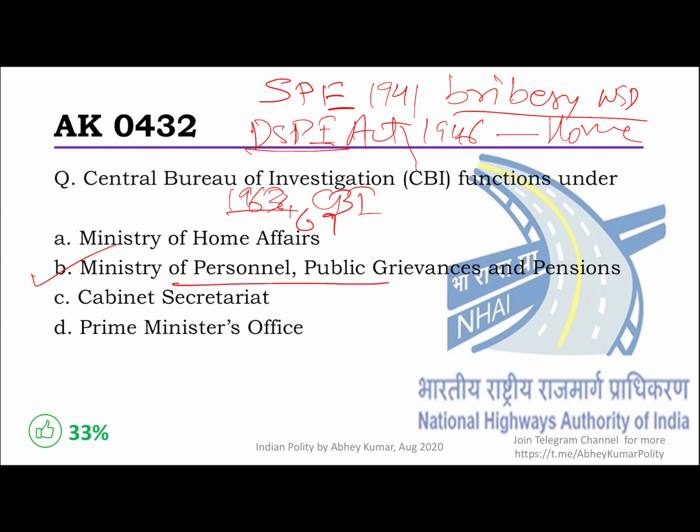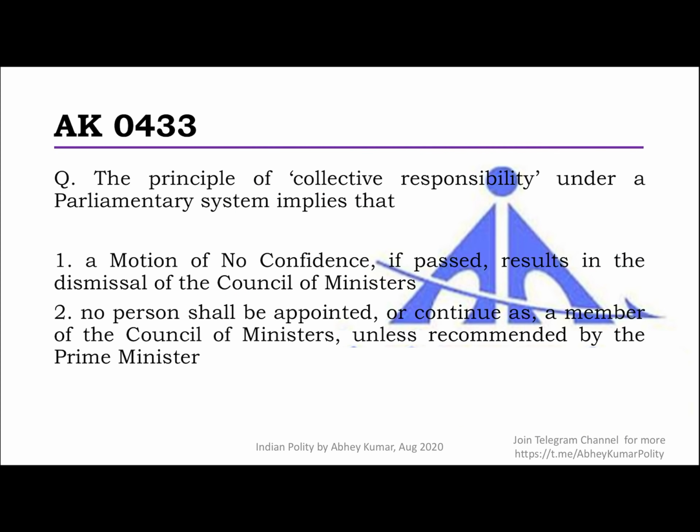Moving on to the next question, we have: the principle of collective responsibility under a parliamentary system implies. Some options are given. A motion of no confidence, if passed, results in the dismissal of the Council of Ministers. I guess nobody should have any doubt about this one. This is correct, because one way to enforce this collective responsibility is through the Lok Sabha in our country, or in general the legislature, where if the House loses confidence in the Council, then they must resign, or if not resigning, then of course they'll be dismissed by the head of the state.